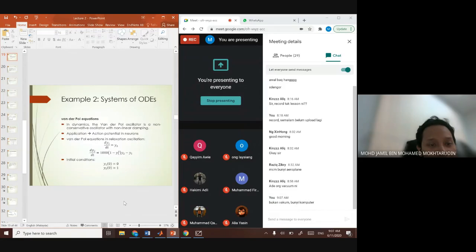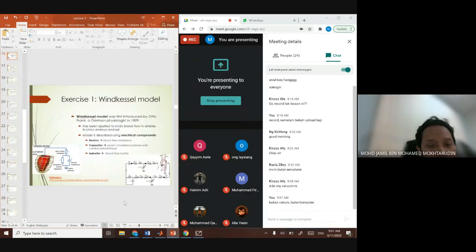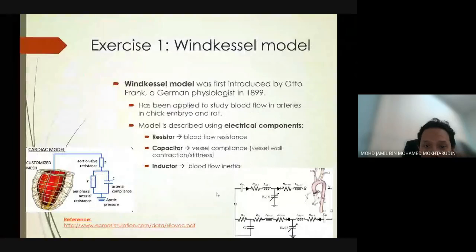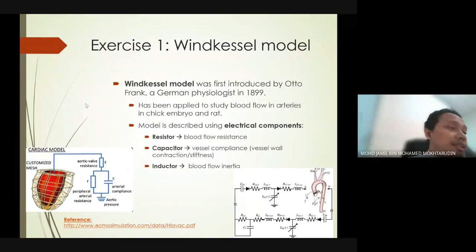Okay, kita pergi balik ke example Windkessel model. Okay, so Windkessel model ni exercise dia, okay? Saya pernah bagi soalan test Windkessel model, menggelupur, tak boleh jawab. So tak nak bagi dah, trauma. So kita tengok soalan ni sebagai exercise.